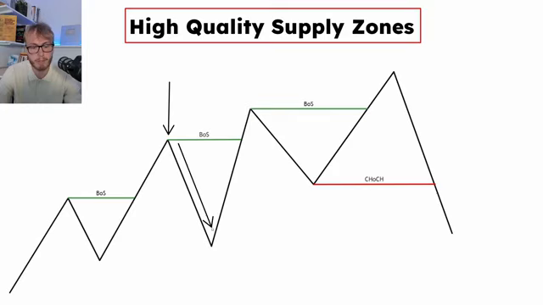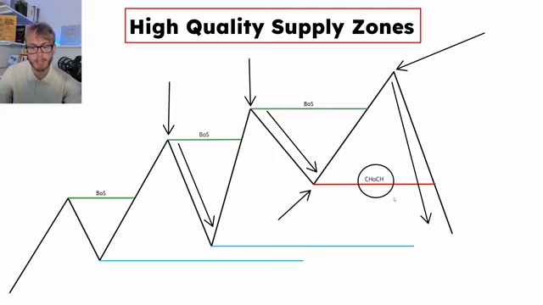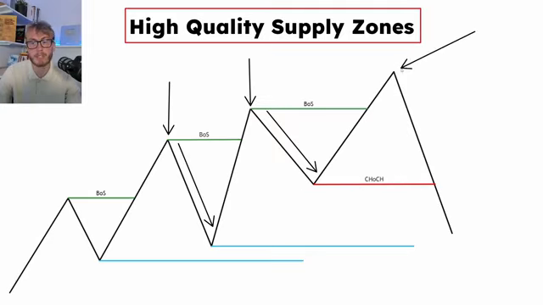Well, because the move from this point failed to break structure. Remember, in order to break structure, the price needs to push below this point right here. Once again, this right here is another weak high because this move failed to break this low right here. But if you take a look at the third high right here, we can see that this move actually managed to break the previous low, causing a change of character. And because this is a strong high, we can look out for a high quality supply zone at that area.